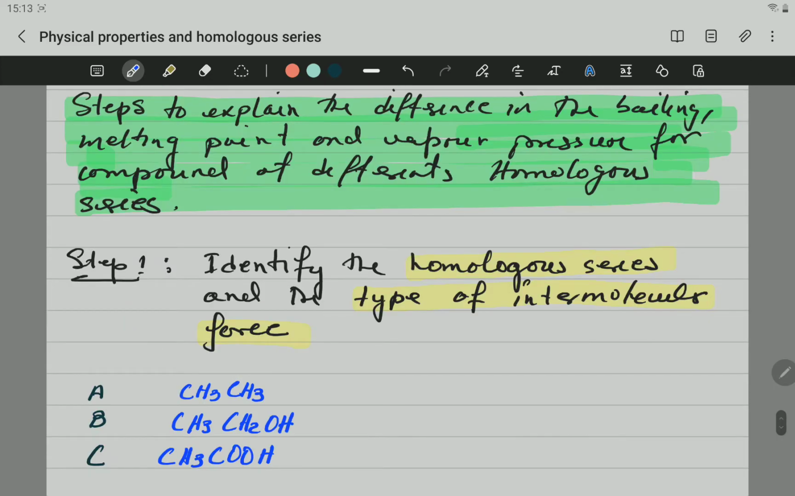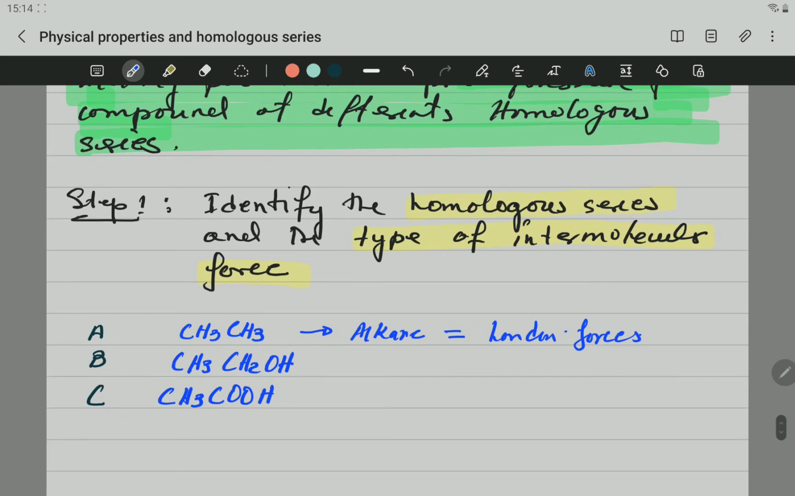All right, to do this part, we're going to follow the steps we said. Step 1 is to identify the homology series and the type of intermolecular forces. So compound A, let's do it here. What is that? It's an alkane. What type of intermolecular forces does it have? London forces. Let's go to compound B. What is compound B? It's an alcohol. What intermolecular forces does it have? Hydrogen bond.